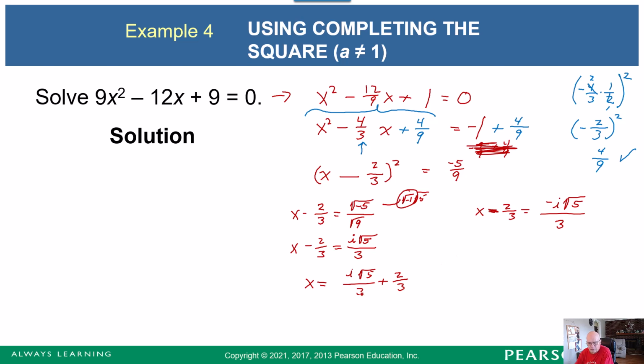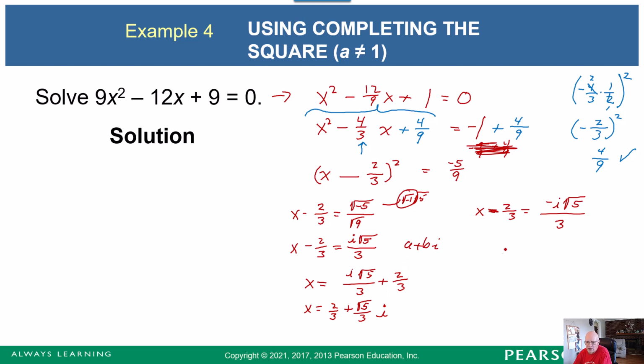Now notice that we need to put the real part first, because we need to write them as a plus bi. Remember that? So we're going to write x equals, and we'll put the 2/3 first. Now, we want to show that this is i. i is actually being multiplied by the square root of 5 over 3. So we'll write this as the square root of 5 over 3i. And there's one of our solutions.